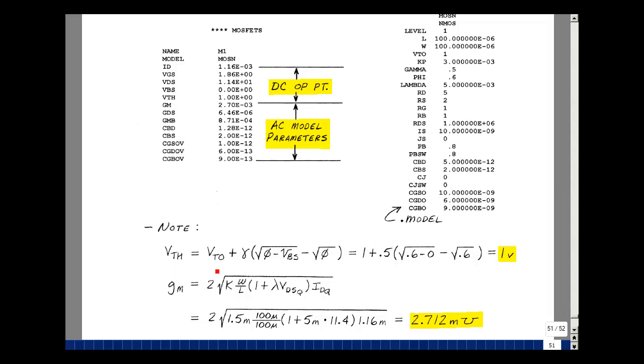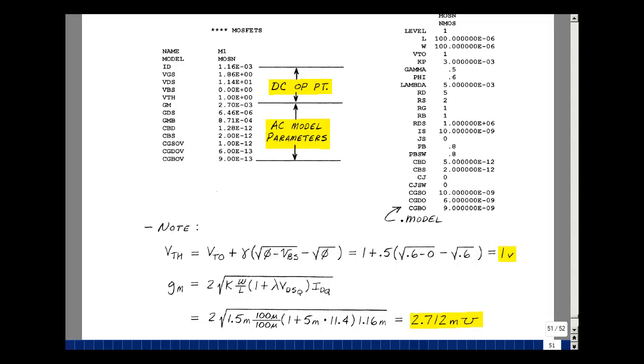The threshold voltage was this expression. VTO is up over here as 1 volt. Gamma is equal to 0.5. Phi is equal to 0.6. But our bulk to source voltage over here is equal to 0. We had shorted those two in that schematic on the previous page. So these terms drop out and we just get the 1 volt.